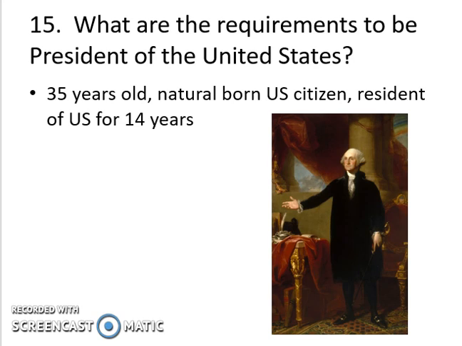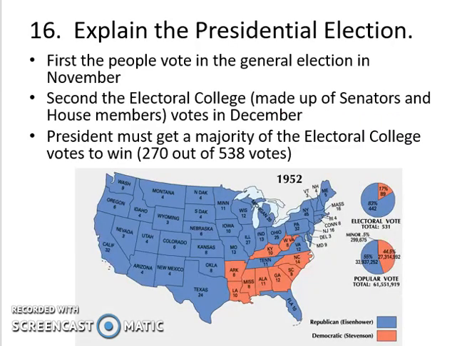And those are the two ways you are a U.S. citizen at birth. And then you have to be a resident of the U.S. for at least 14 years. And so you do have to have some home, some property here, okay?